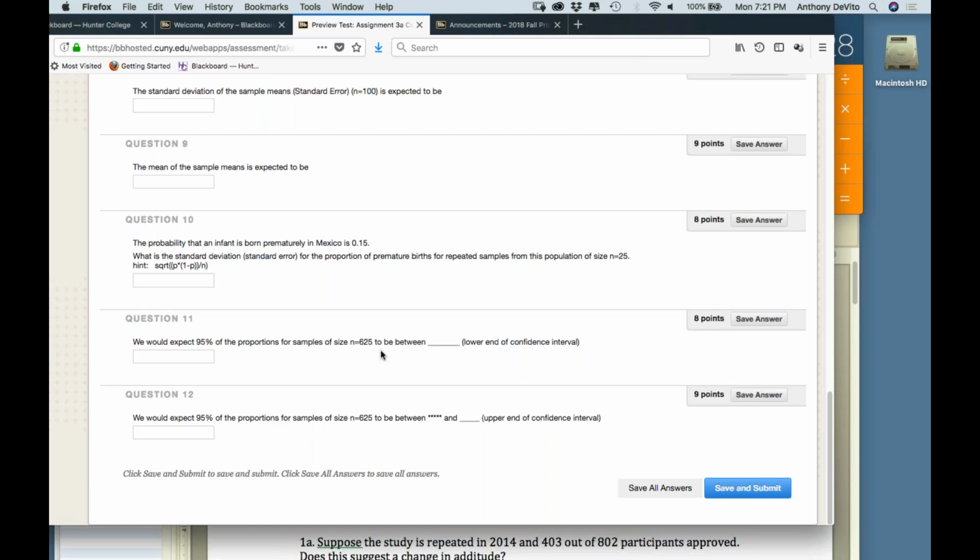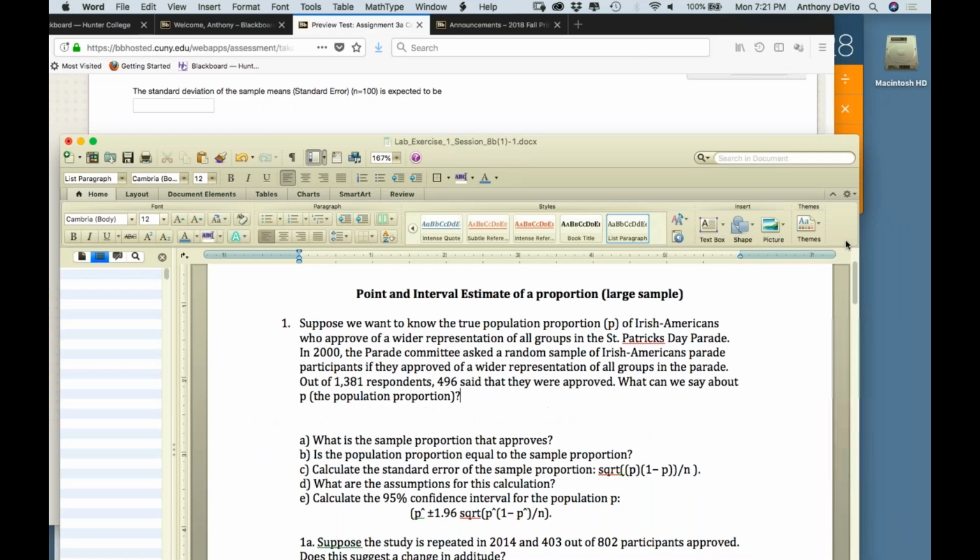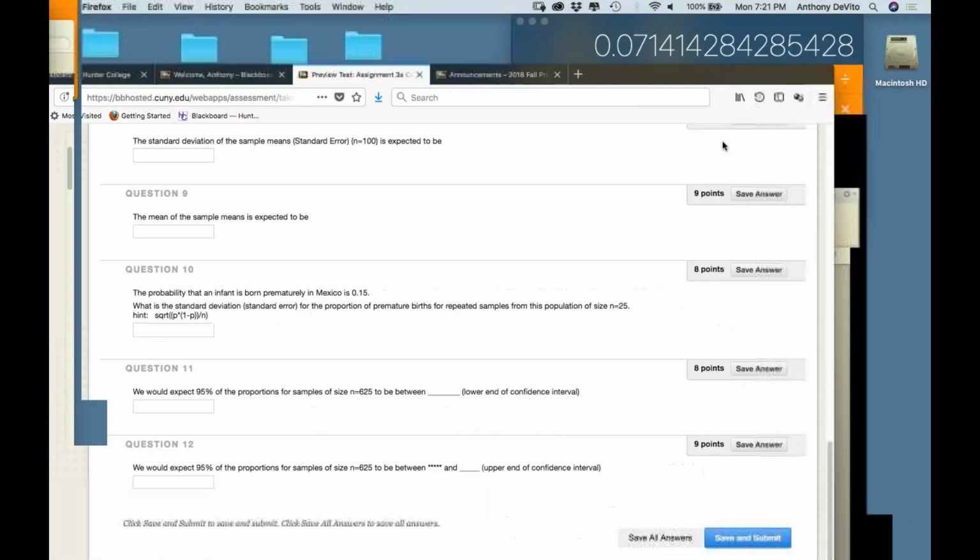Maybe if I describe it as a sample mean, it'll make more sense to you. Plus or minus 1.96 times the standard error, the square root of P times 1 minus P over N. Maybe it'll make more sense to you if I describe it as a mean. Actually, let me draw it. I think maybe drawing it might help a bit better.